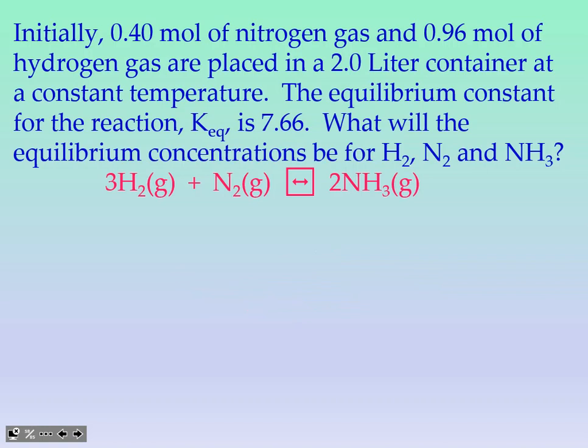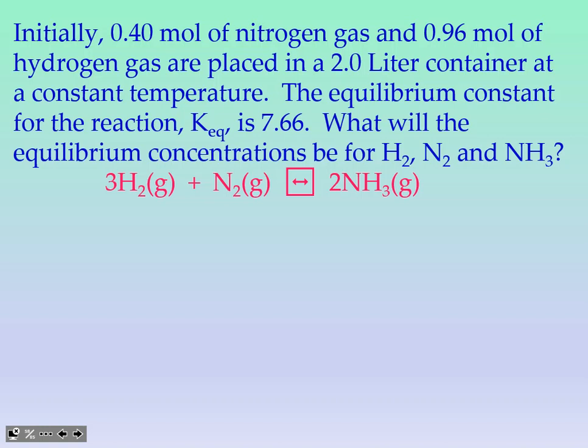Now we're getting into a little bit more challenging problems. Initially, 0.4 mole of nitrogen and 0.96 mole of hydrogen are placed in a 2-liter container at constant temperature. The equilibrium constant happens to be 7.66. What will the equilibrium concentrations be for H2, N2, and ammonia?